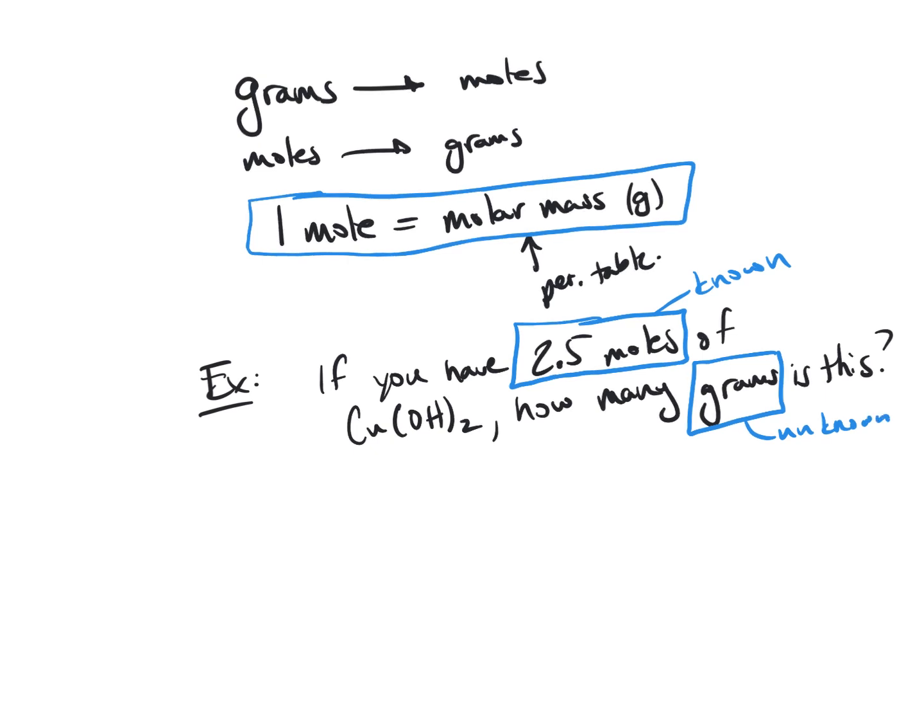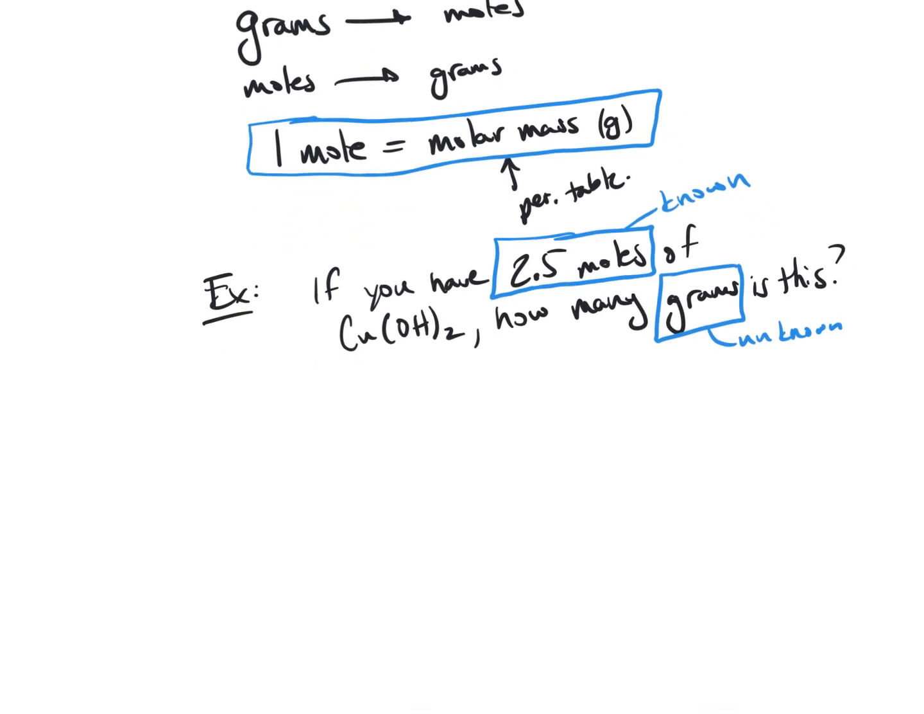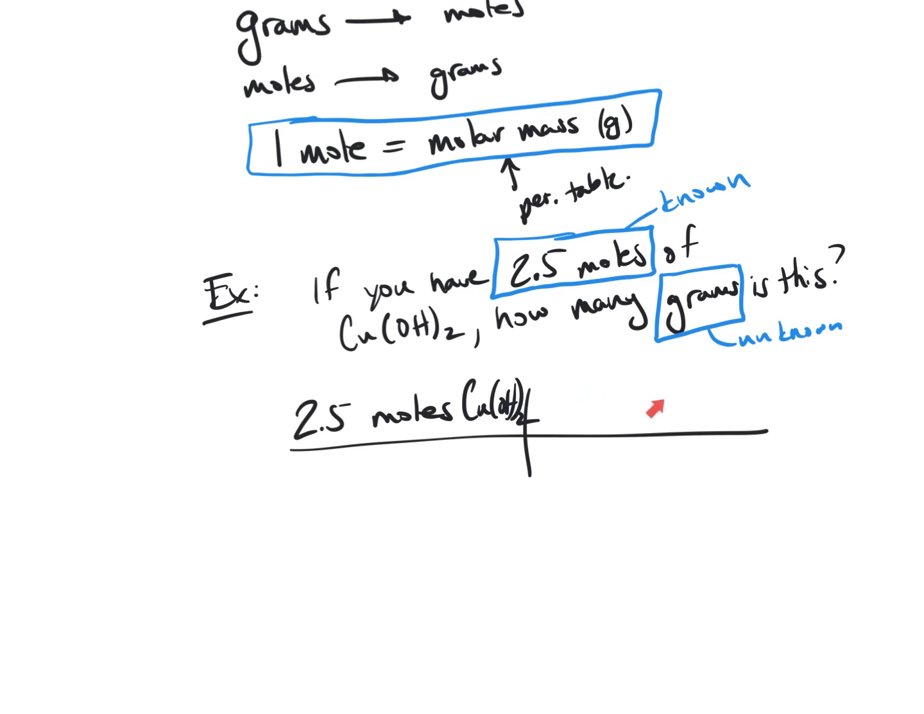And so the way we're going to set this problem up is we're going to make a long line going like this, and right here we put our known. Our known value is 2.5 moles of copper 2 hydroxide. And then right here we always put our unknown value, so in this case it's grams.